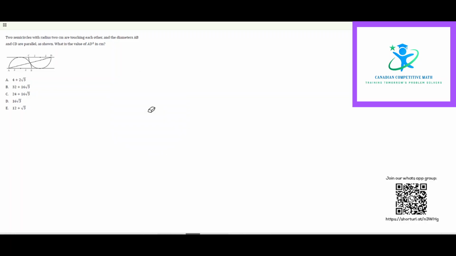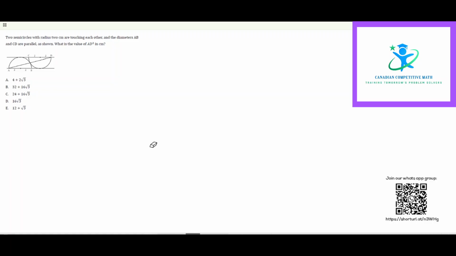In the previous question, we discussed similar triangles, and we used properties of similar triangles to calculate the area of a trapezoid. In this question, we are looking at two circles, and this question is again related to geometry, but it's a different kind of geometric property we are going to use here.